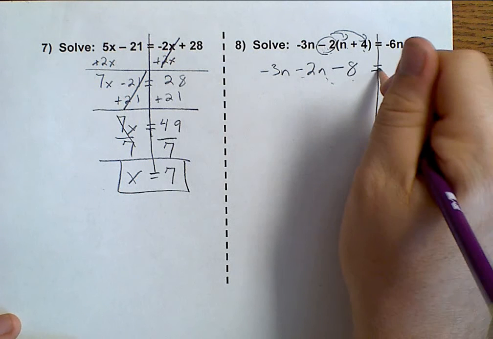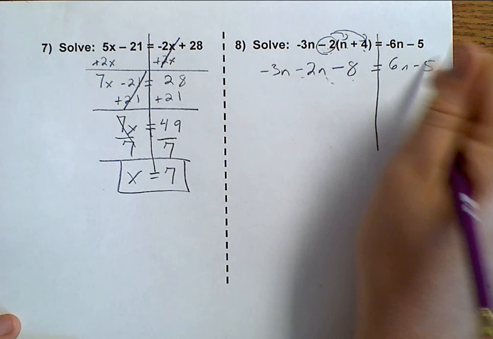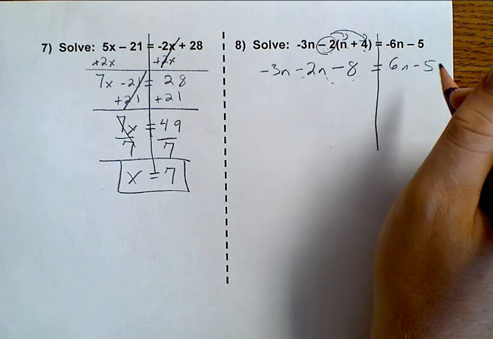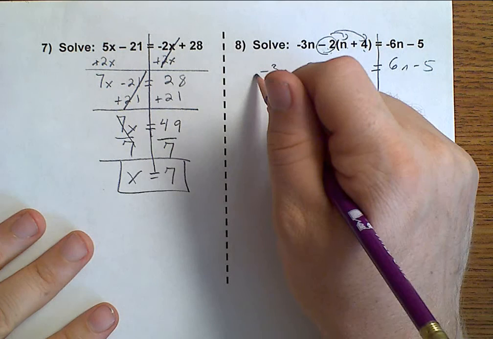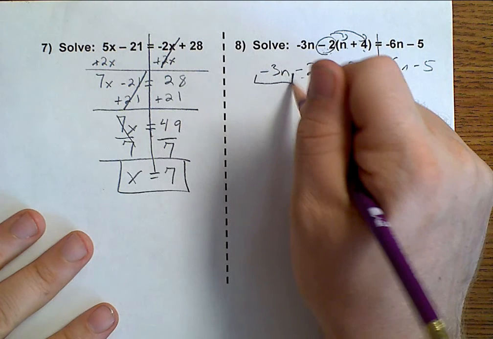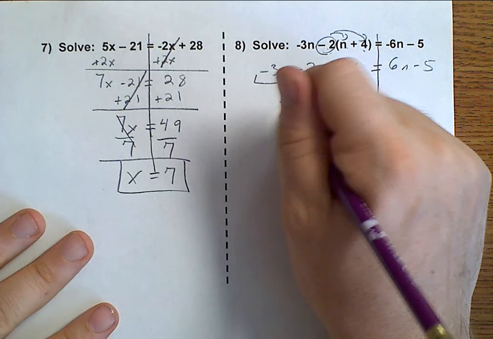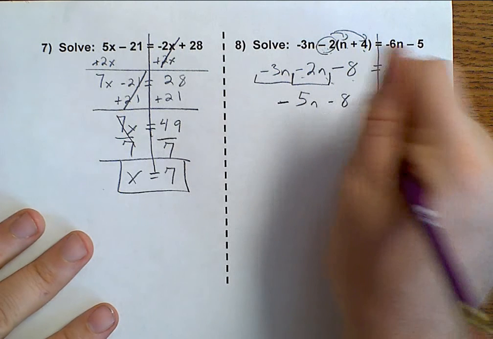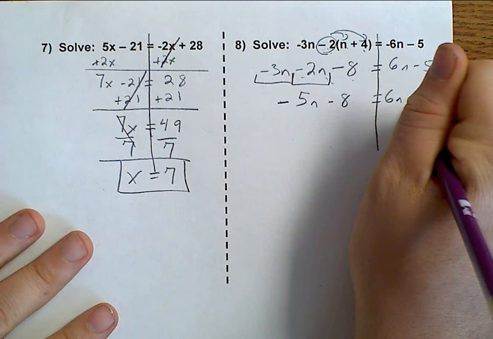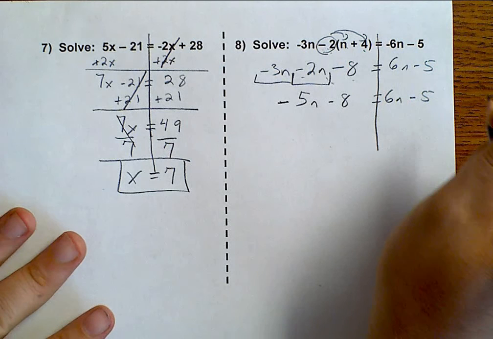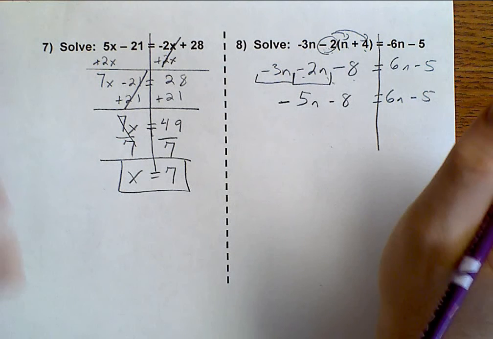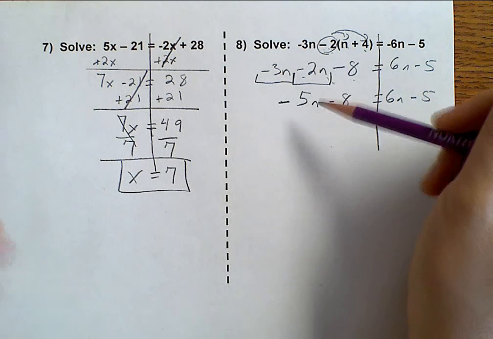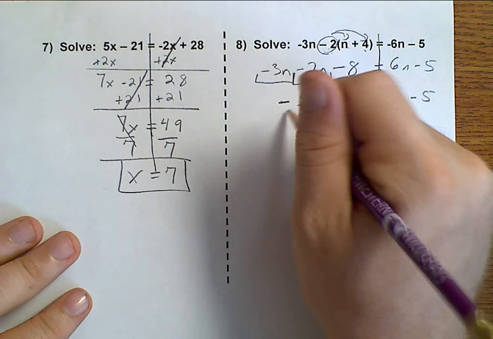Well, all this equals 6n minus 5 because nothing happened on that side. Well, now we have some similar terms. I have a negative 3n, I have a negative 2n. That's going to give me a negative 5n minus 8 equals 6n minus 5. Now I need to move all of my variables to one side. Again, I don't like negative variables, so I'm going to go ahead and add these to make them go away.